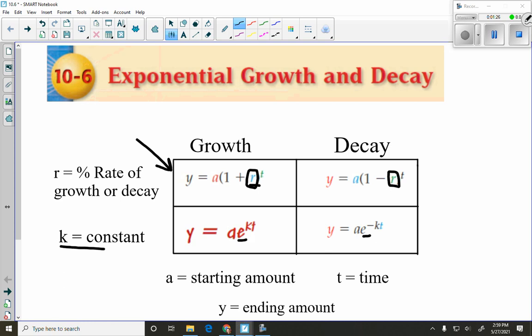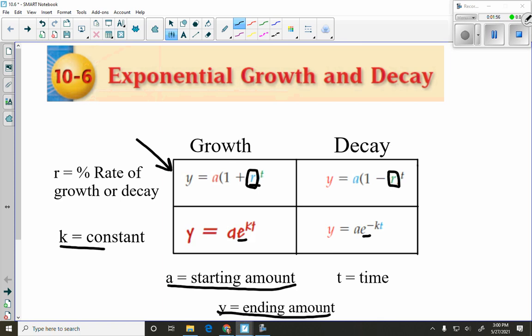So here's what you need to write down. Number one, A is your starting amount of whatever you're talking about. If it's money, how much am I investing? How much am I starting out with? What is your starting amount? Y, the Y equals, we're usually going to be solving for: what do we want to end with? What's my ending amount? How much will it be worth?